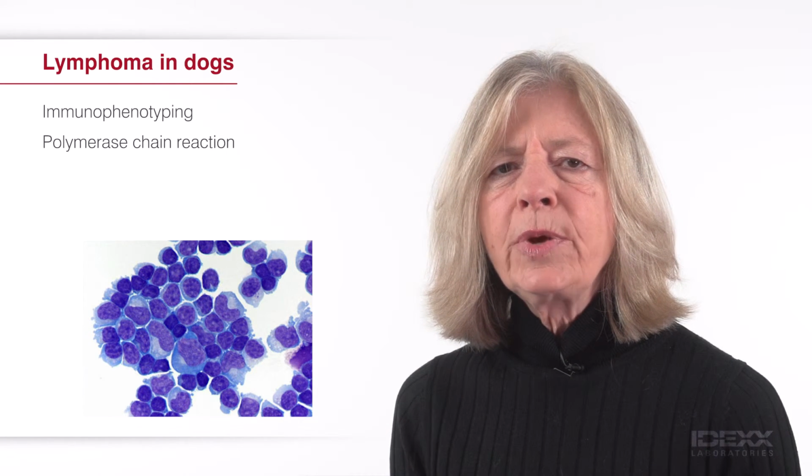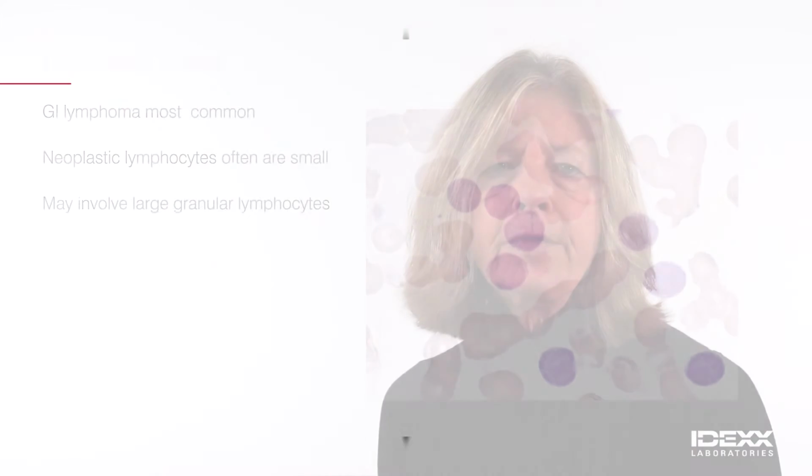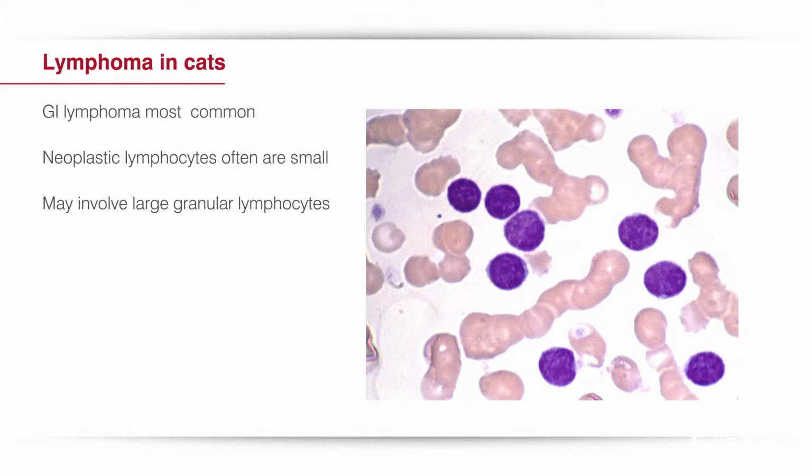In general, dogs with B-cell lymphoma have longer survival compared to dogs with T-cell lymphoma, but clinical presentation, breed, anatomic site, and laboratory findings also may affect prognosis. The most common form of lymphoma in cats involves the gastrointestinal tract. Neoplastic lymphocytes often are small, nuclear chromatin is condensed, and nucleoli are inconspicuous, and there is minimal cytoplasm.